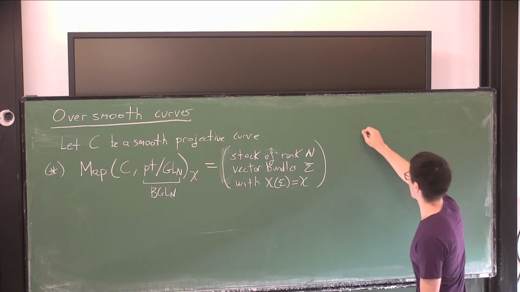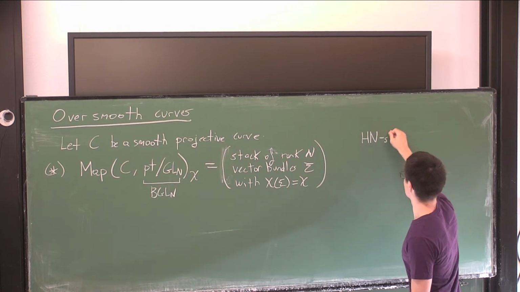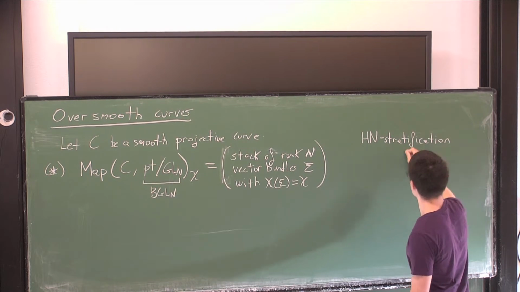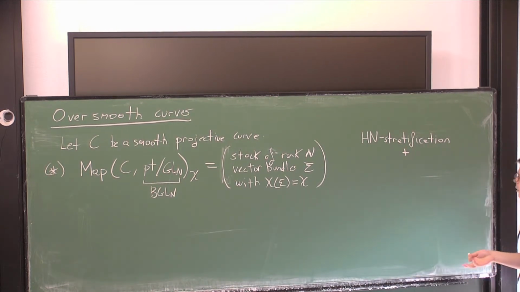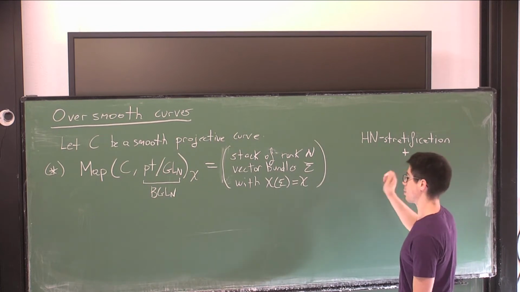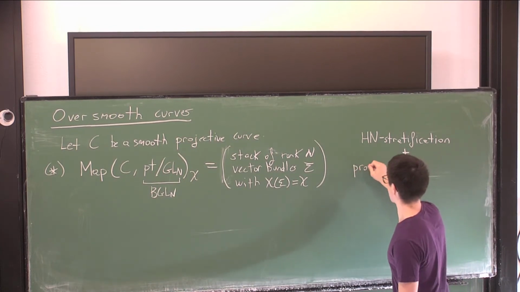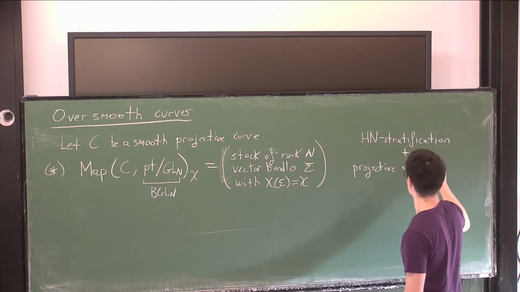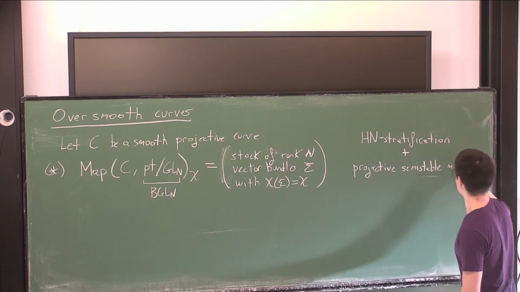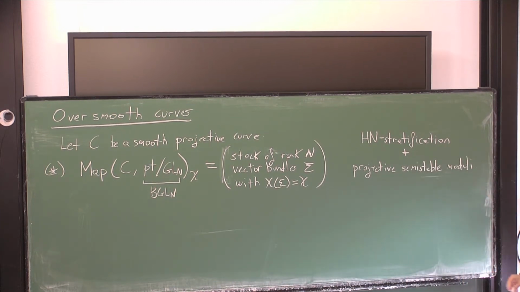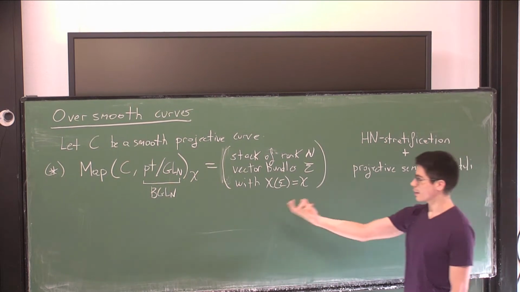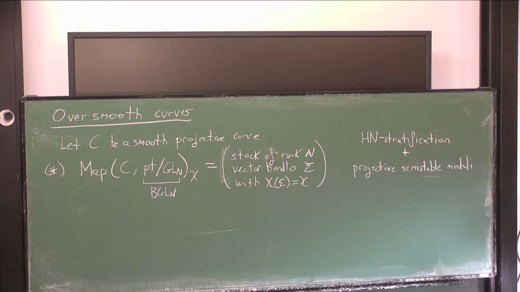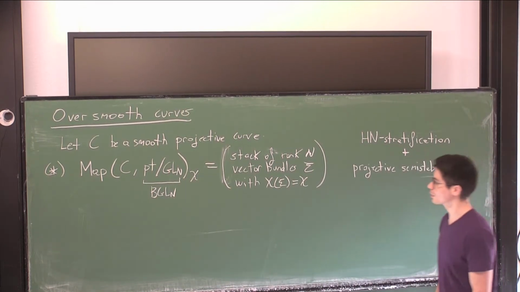So here we're going to have an HN stratification. Plus we're going to have a semi-stable locus, and that thing is going to have a proper, actually a projective good moduli space. So we're going to have a projective semi-stable moduli. The reason is this thing satisfies the valuative criterion for properness. So you can fill in families over a DVR. That's not too difficult.